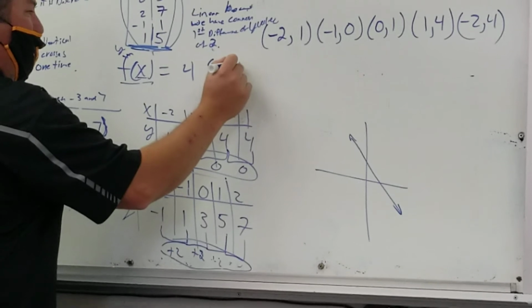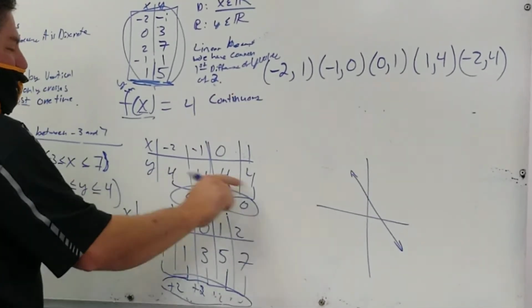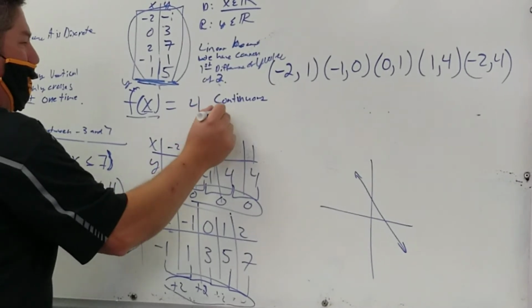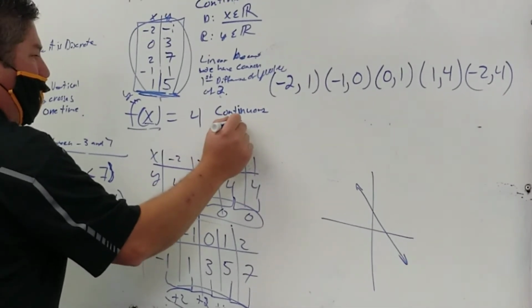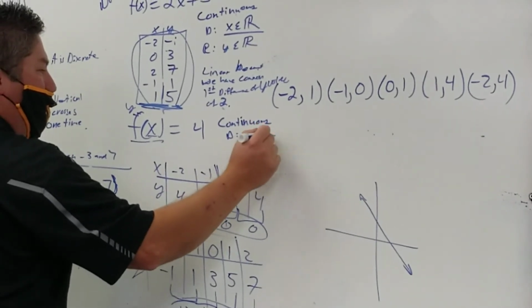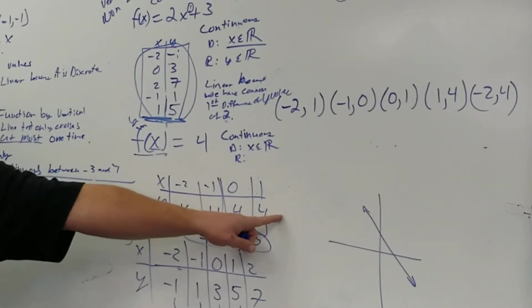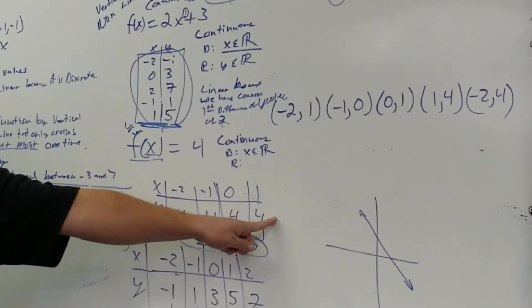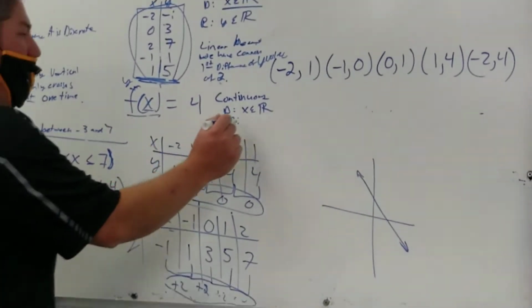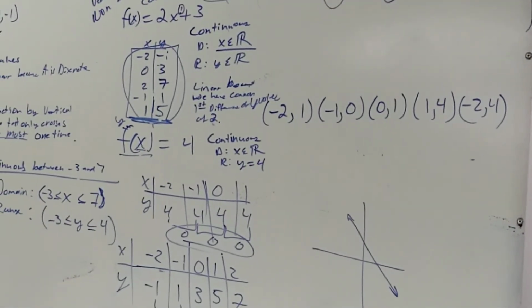Could I plug in any value of x? Sure, it's not going to change anything. The y's will all be the same. So the domain is all reals, because I can pick any x I want. What's the range on this one though? What's the value of y? Always 4. Only 4. So y has to equal 4. That's the range on that one.